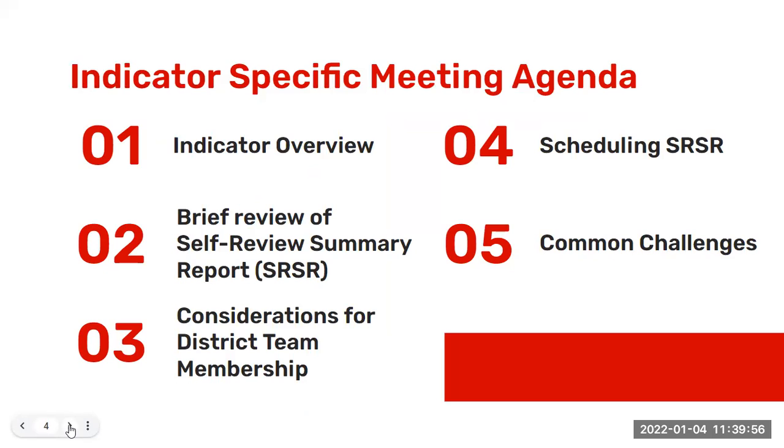Okay, indicator specific meeting agenda. There's going to be an indicator overview and then a brief review of the self-summary report, which we will refer to as SRSR, considerations for district team membership, and scheduling SRSR, the review process, and talk about some of the common challenges that you may face with finding the root cause for this indicator.